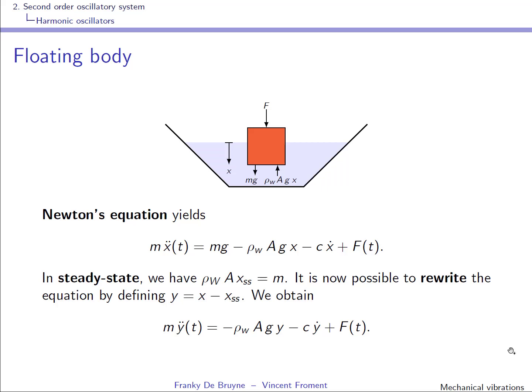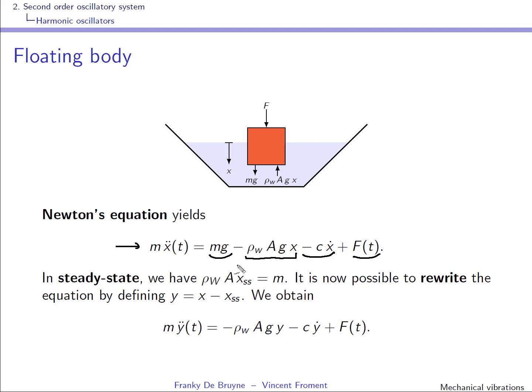Okay, so here's a third example of a harmonic oscillator, which is an example of a floating body. Again, we can write Newton's second law. Mass times acceleration is the net force. So you have gravity that is acting. We assume that there is a damping force, there is an external force acting, and there is also the buoyant force, which is Archimedes' force.